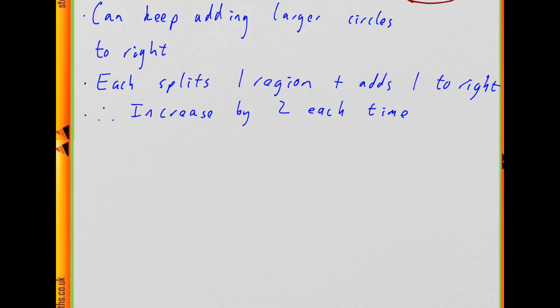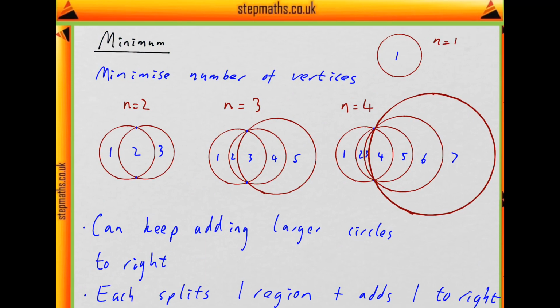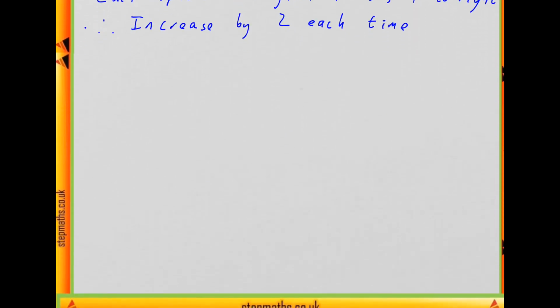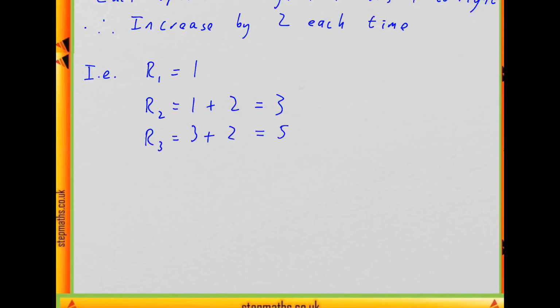And that means the formula shouldn't be too difficult. So we start off with just one region when there's one circle. And then we add 2. So I'm writing R1 for the number of regions when n is 1, R2 for the number of regions when n is 2, etc. So here is 1, here is 1 plus 2 is 3, then I'm going to add 2 again. So 3 plus 2 is 5. So you can see this is an arithmetic progression with common difference 2.